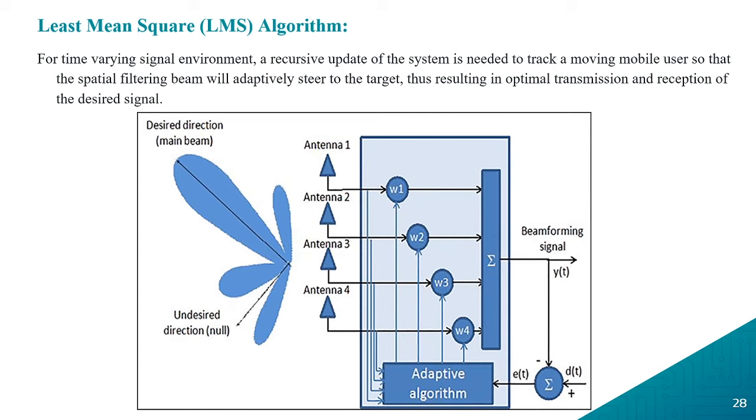For a time varying signal environment, a recursive update of the system is needed to track a moving mobile user so that the spatial filtering beam will adaptively steer to the target, resulting in optimal transmission and reception of the desired signal. Now consider different antennas in a massive MIMO antenna array, and the radiation pattern is shown with the main desired lobe and the side lobes or undesired signal. We multiply them with beamformer weights, and then we add all the components and we get the signal output. With respect to this signal output, the radiation pattern is adjusted for adaptive beamforming. If the user moves, the main lobe also changes as the user moves, and in this way we stay connected to our desired user for the communication.